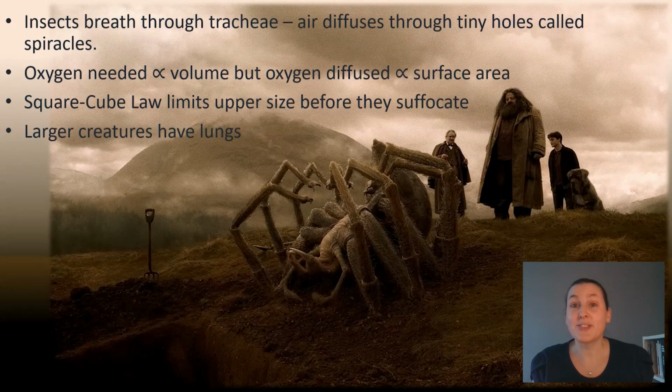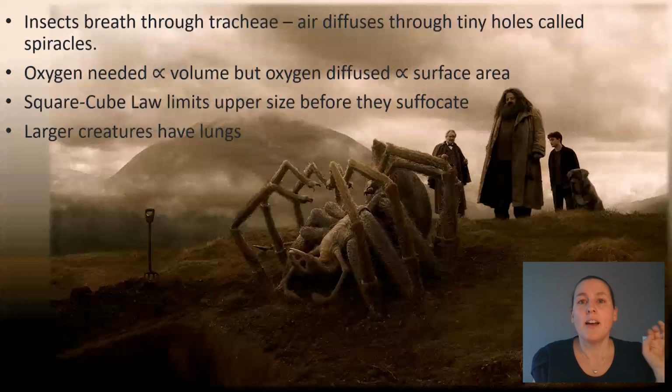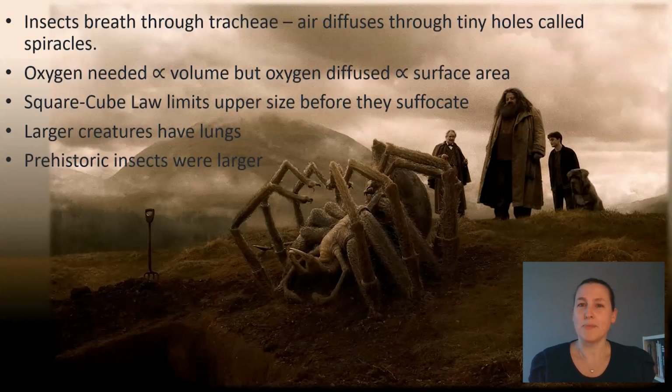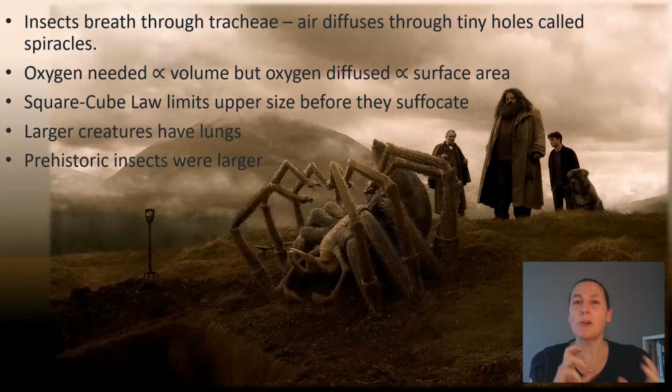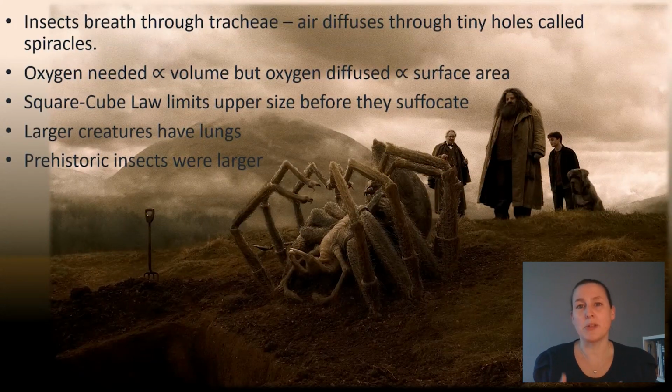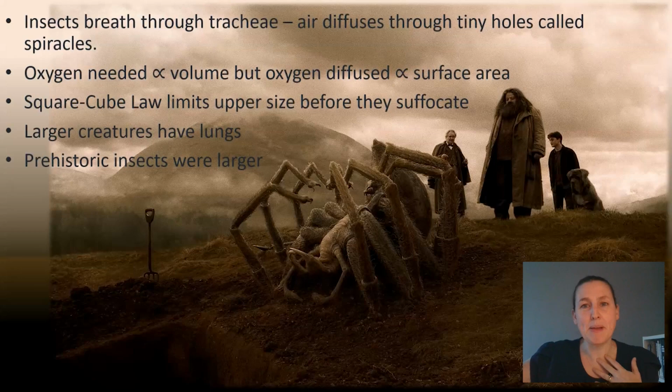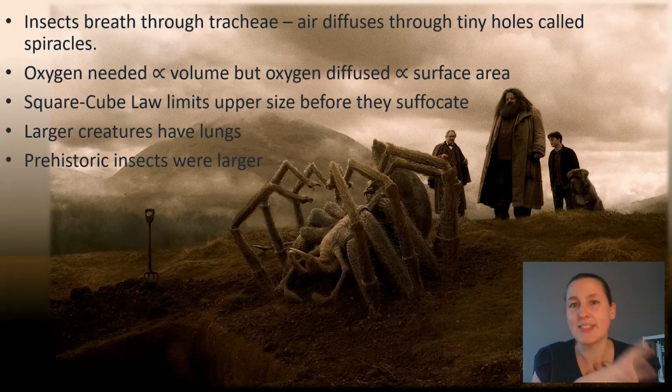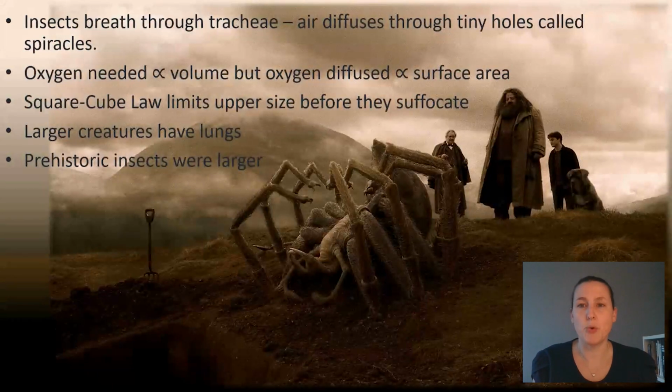Larger creatures have lungs, of course, we have lungs, and that helps with this problem. I should mention that in prehistoric times, insects got much larger than they do now. One reason for that is that there was a lot more oxygen in the air. 30% of the air was oxygen 70 million years ago. But also there were fewer things to predate on them. And now we have big birds, and even back then pterodactyls and stuff came in that could predate on the big insects. And so it was safer for them to be smaller.